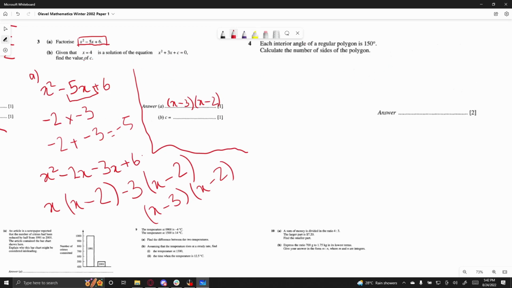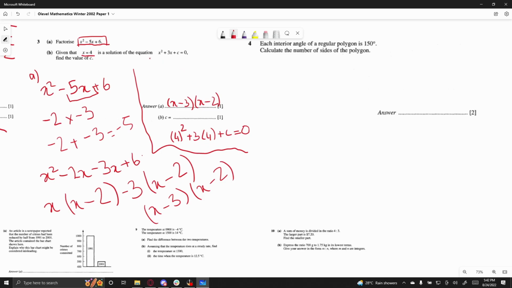Given that x is equal to 4 is a solution of the equation of this, find the value of c. We know that x is equal to 4 is a solution of this, so we can simply put 4 in place of x. So this would be 4 squared plus 3 into 4 plus c equals 0. As a solution, if we put 4 here, the answer should be 0, since it's already told us that that is one of the solutions.